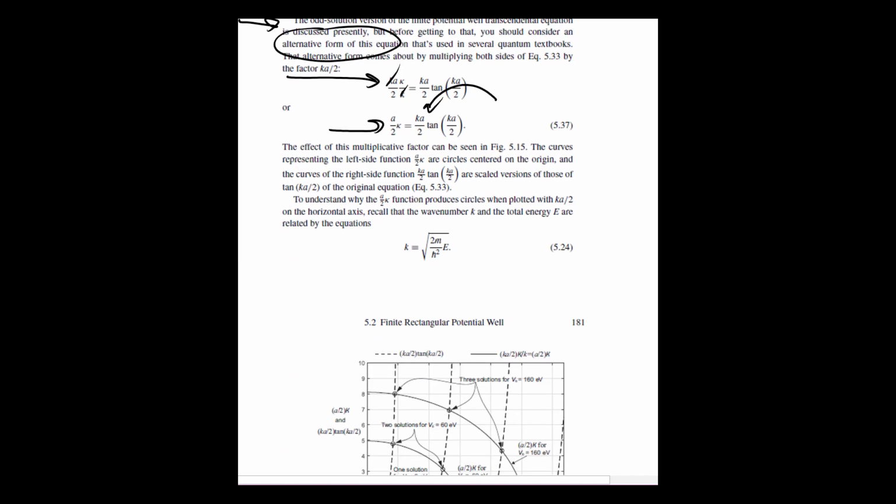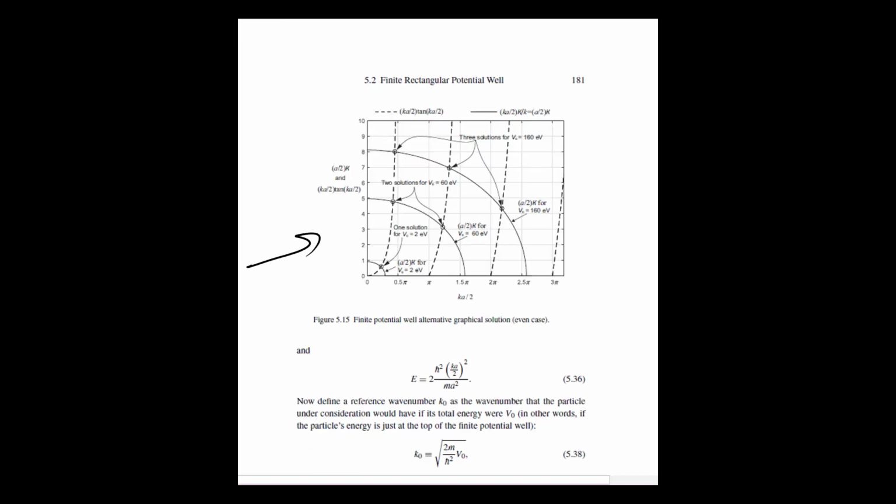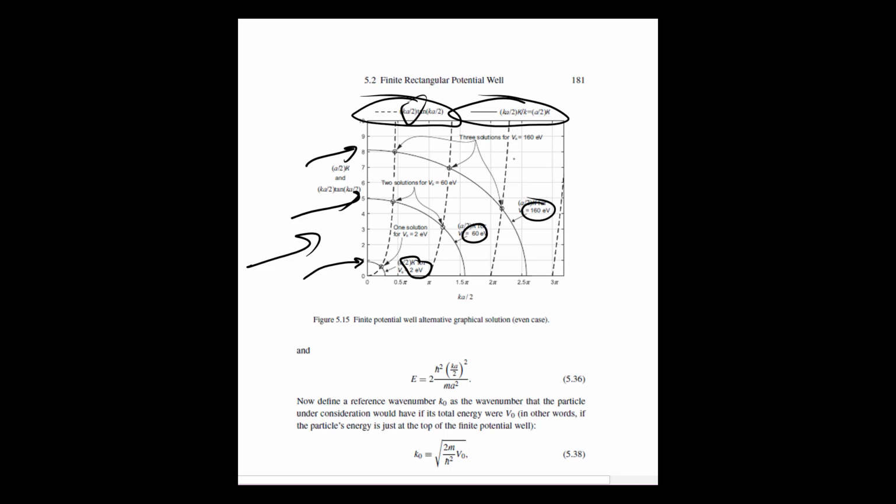The effect of this change is shown in this figure. First of all, notice the dashed lines represent the tangent of Ka over 2 as they did before, but now they're scaled by Ka over 2, so they're slightly modified. But the much bigger change comes about for the term that used to be kappa over K, that is now A over 2 times kappa. And look at what those are. It's a little hard to see this one down here. It's a circle. So is this one, so is this one. And those, as before, represent V0 is 2 eV, 60 eV, and 160 eV.